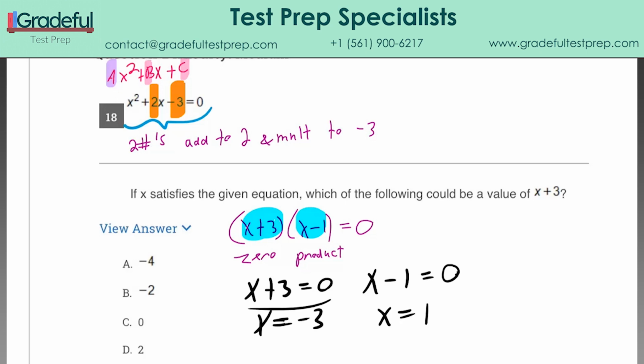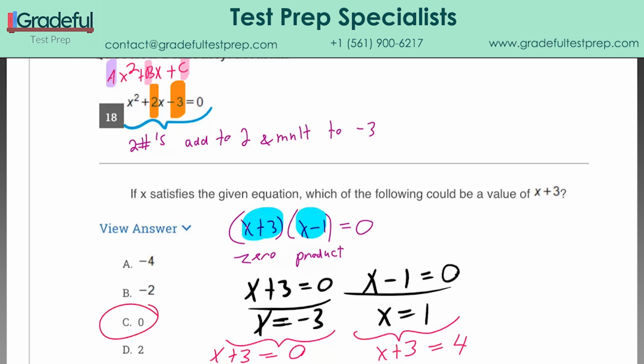In the first one, we were taking away 3 from both sides, and here we're adding 1 to both sides. So, if x equals -3, then x plus 3 is -3 plus 3, so it's 0. And if x equals 1, then x plus 3 is 1 plus 3, which is 4. So, x plus 3 is either 0 or 4. So our answer for 18 is C.